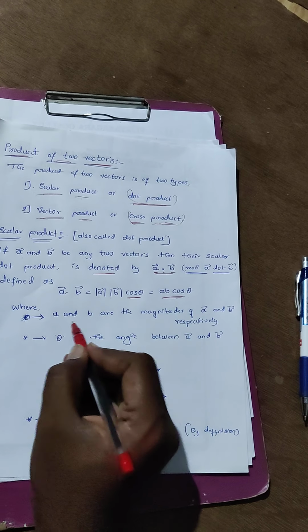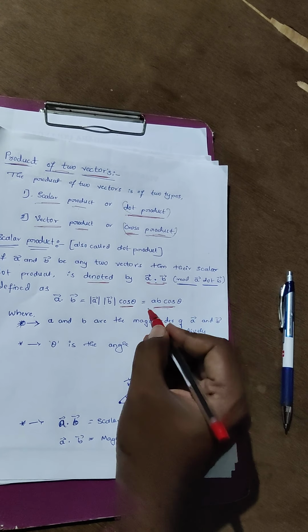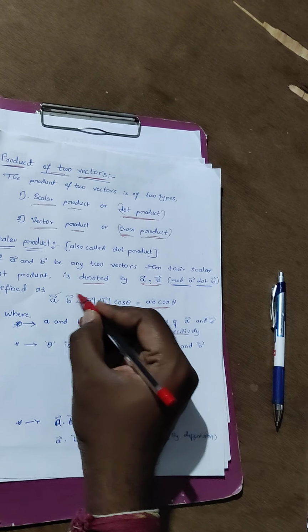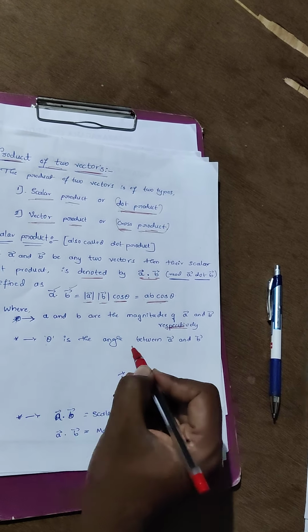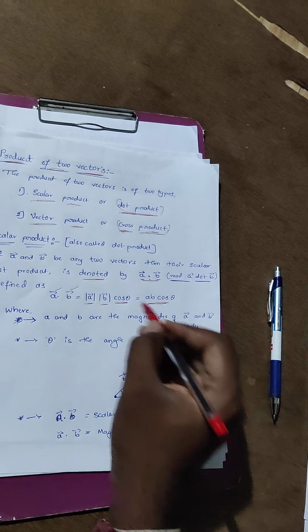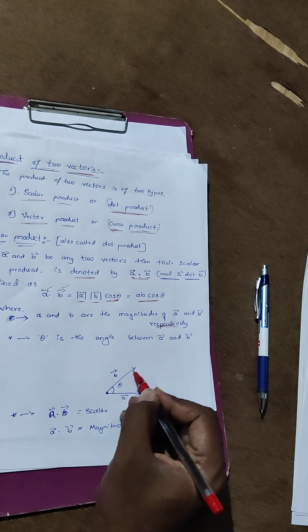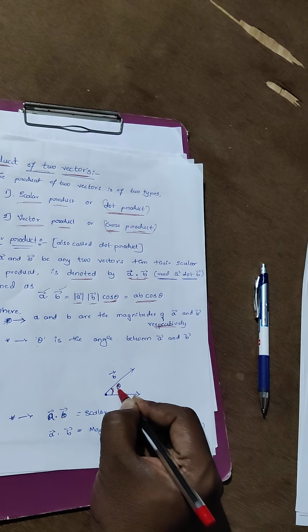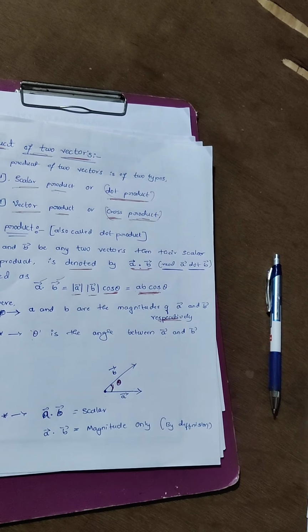where A and B are the magnitudes of vector A and vector B respectively, and theta is the angle between vector A and vector B. The angle between them is called theta. So we write it as AB cos theta.